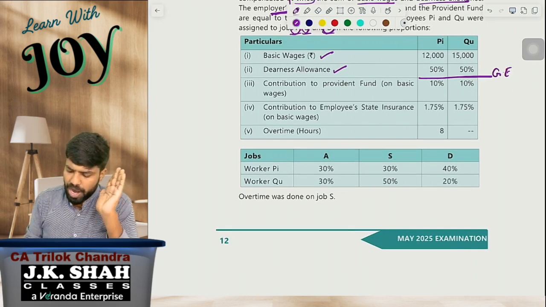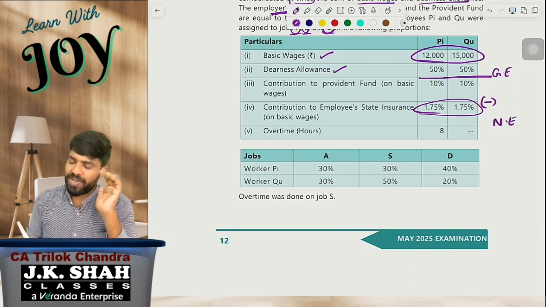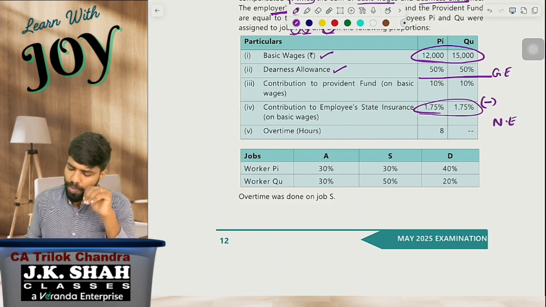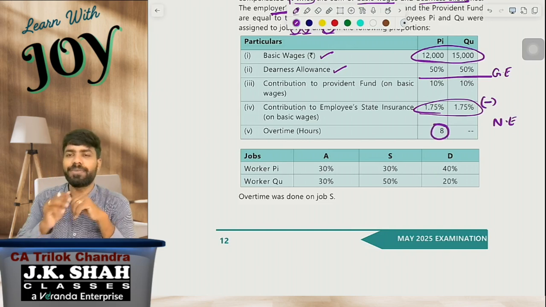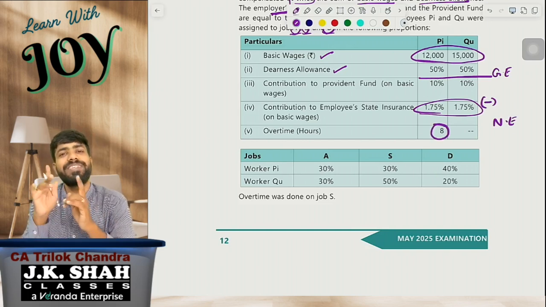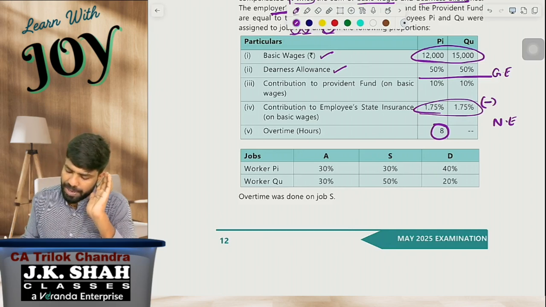Next. Contribution to provident fund on basic wages. Basic wage is this. On this, we need to calculate 10%. Contribution to employee state insurance on basic wages, that is 1.75% on the basic wages. If you exclude these two, we'll be getting net earnings. Okay, next. Overtime hours is 8. P is working for overtime. See, the ditto question, same type of question is there in the study material also. Now, overtime hours is 8 hours.